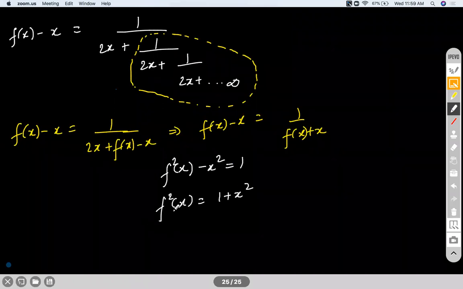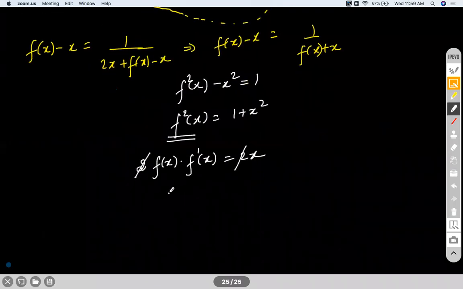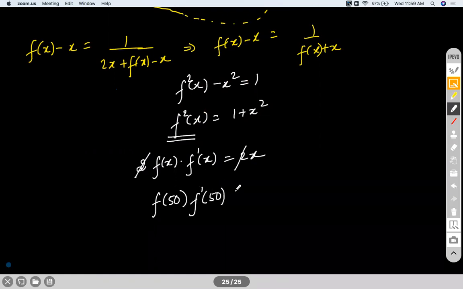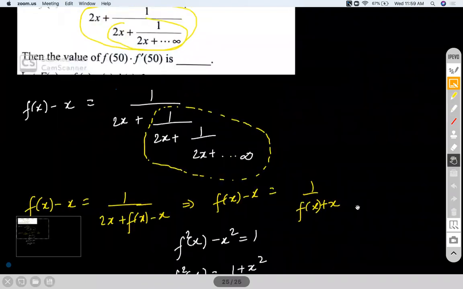Now let's differentiate both sides with respect to x. What is the derivative of f square x with respect to x? 2 f of x into df of x by dx, which is f dash x only, right? Is equal to 2x. 2, 2 gets cancelled. Now put x as 50. Done. This is the answer.